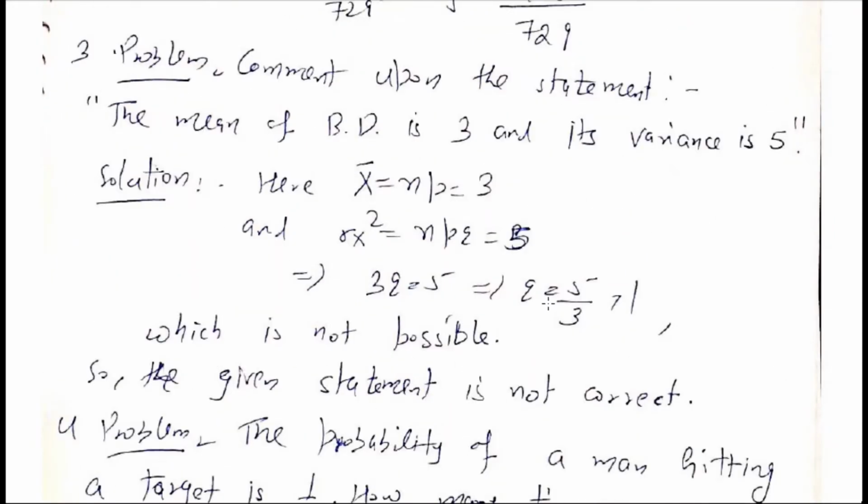Our third problem is: comment upon the statement, the mean of the binomial distribution is 3 and its variance is 5.